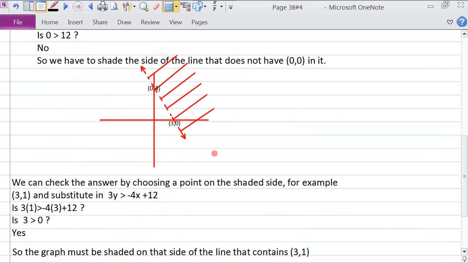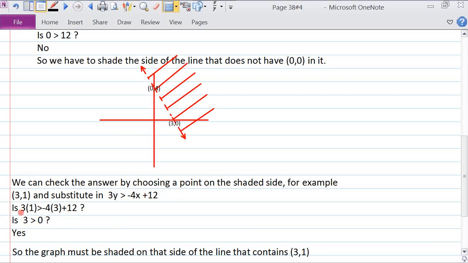Now, we can check the answer by choosing a point on the shaded side. Let's choose a very obvious one here. If we move up here, we know that, for example, 3, 1 is clearly on the shaded portion. So let's check the point 3, 1, and this is arbitrary. We could have chosen, for example, 4, 0 or 5, 0. I chose 3, 1 right here. It's arbitrary what we choose as long as we know clearly where it is. So we're going to substitute 3, 1 into the expression and see if it still holds true.